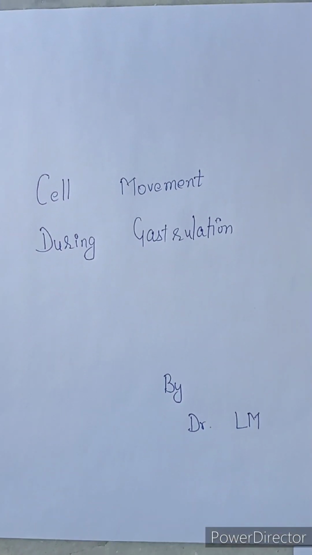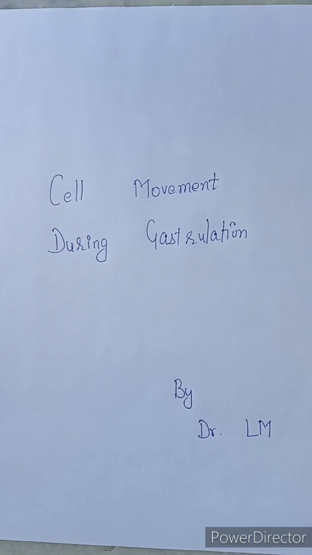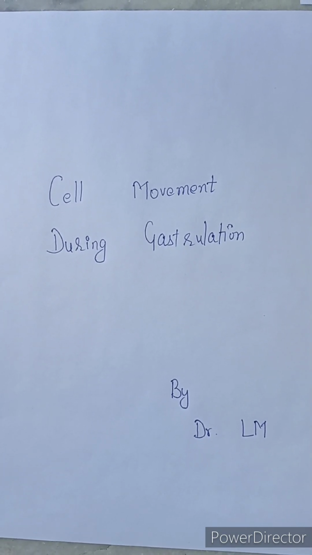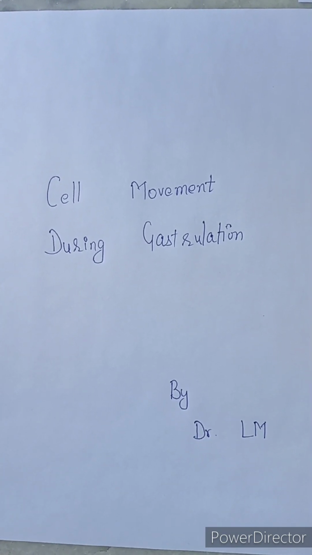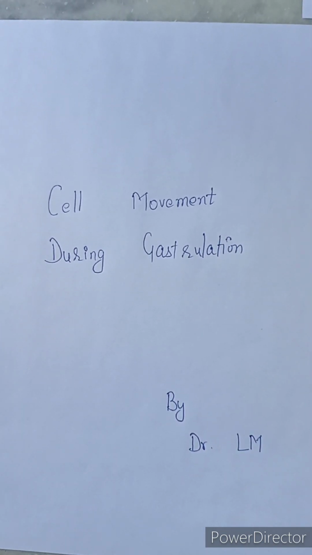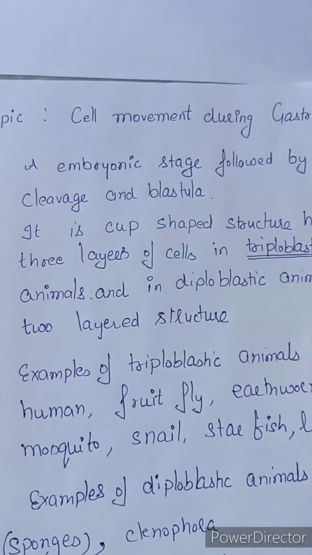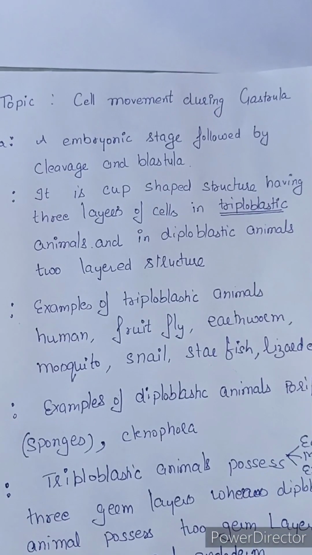Hello, welcome to the lecture. The topic for today is cell movement during the gastrulation. So if we talk about the gastrulation, which is the process of formation of gastrula, what different kinds of cell movements are there? Let us consider this topic in detail. The topic is cell movement during the gastrulation.